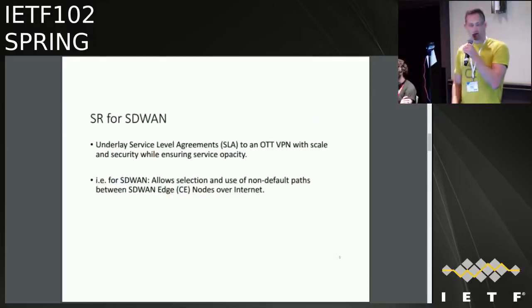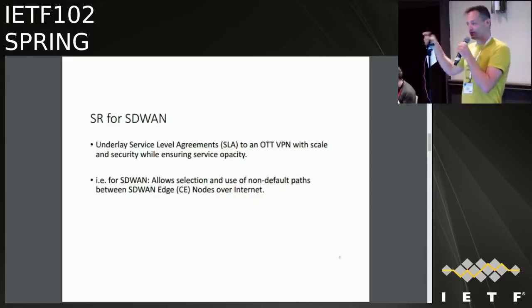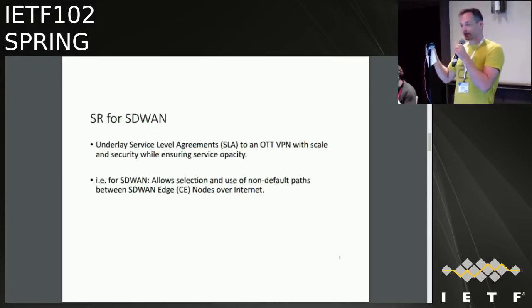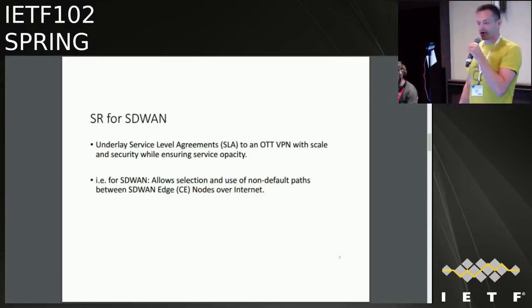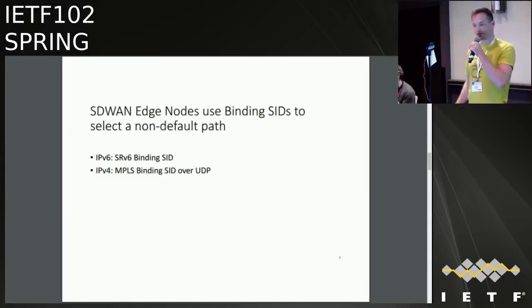Just a quick overview here. SR for SD-WAN looks at the service level agreement and providing a service level agreement to an over-the-top VPN with scale and security. For SD-WAN in particular, it allows selection of non-default paths through a provider's network for SD-WAN edge nodes, CE nodes. The SD-WAN edge nodes use a binding SID to achieve this: an SRv6 binding SID for an IPv6 data plane. For an IPv4 data plane, we specified the use of an MPLS binding SID over UDP.